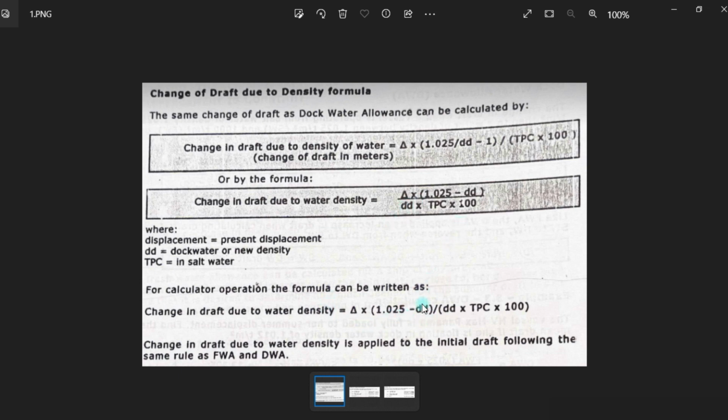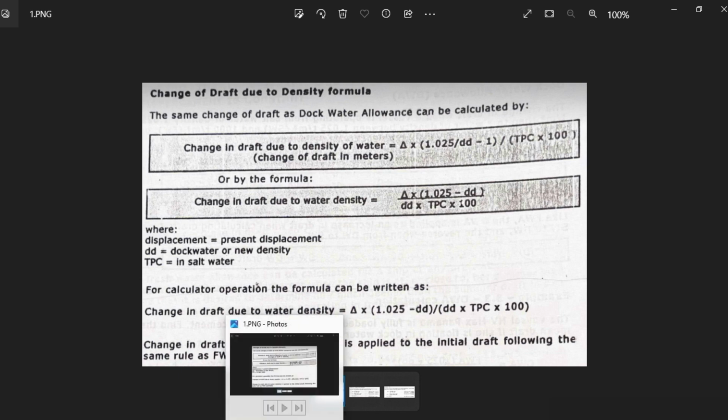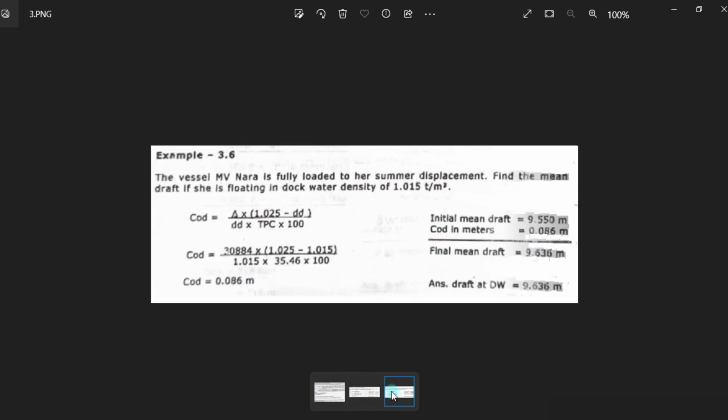So you can also use this formula to get the change of draft due to water density by calculator: displacement times salt water density minus your present density, over your present density, multiplied by TPC, multiplied by 100. So let's start, guys, with this one.